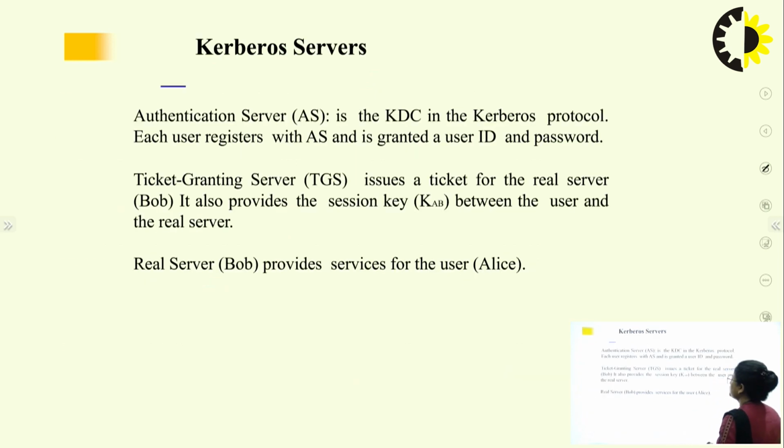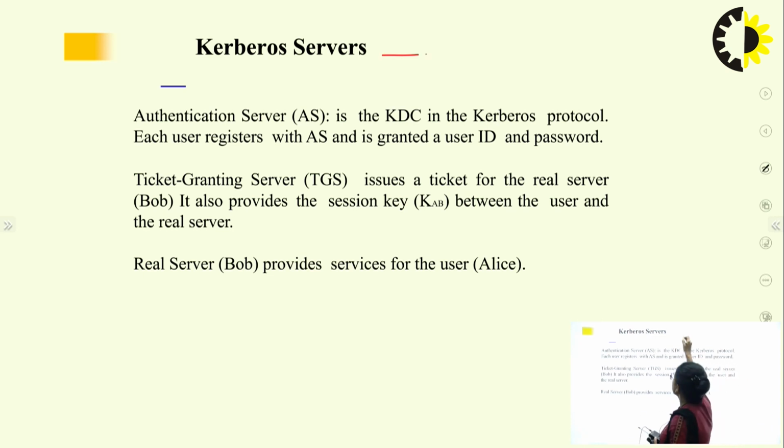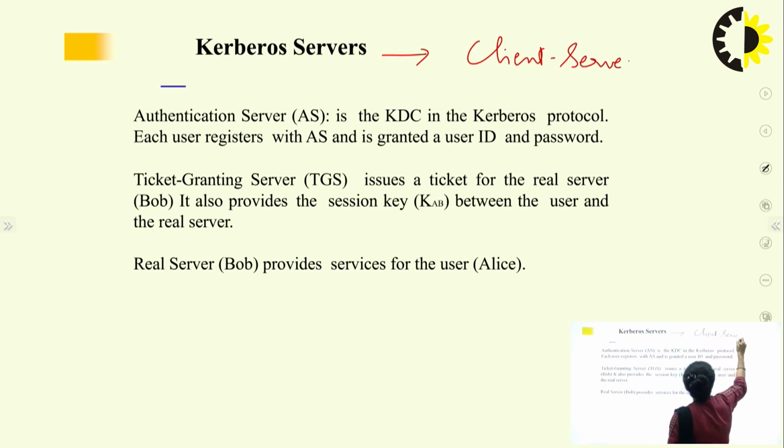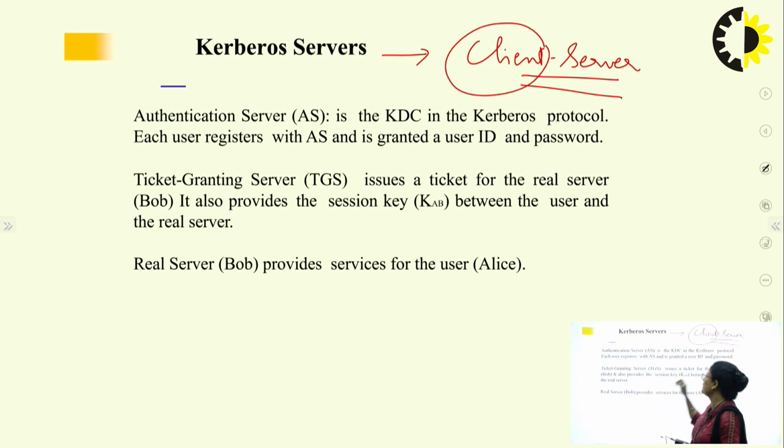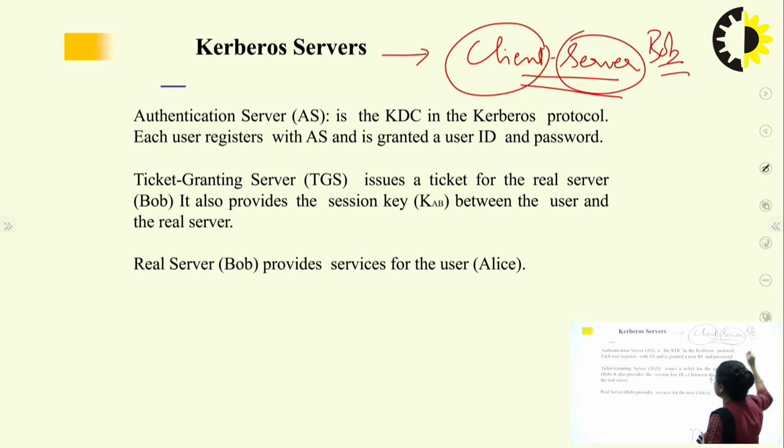Let me talk more on KERBEROS now. In case of KERBEROS, 3 servers are involved. Here, KERBEROS is a service that focuses on client-server communication. So here, the client does the role of Alice, which I mentioned in the previous algorithm, and the server takes the role of Bob. The main server which the client wants to connect to, we are calling it Bob, the real server.